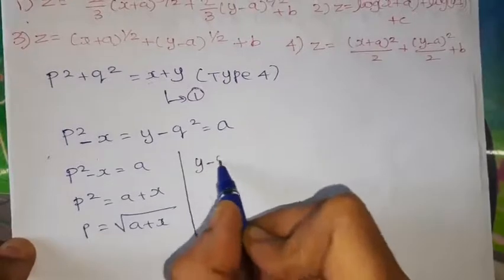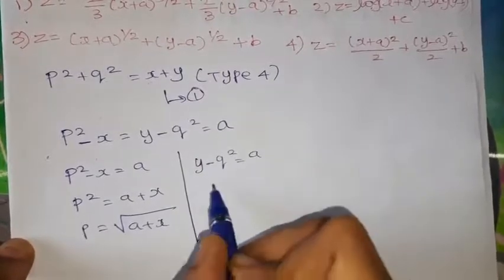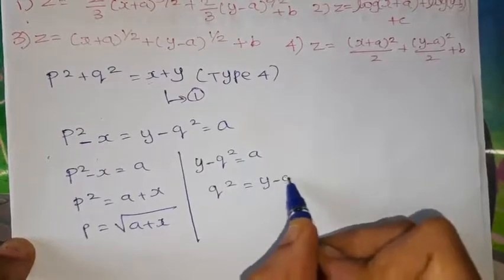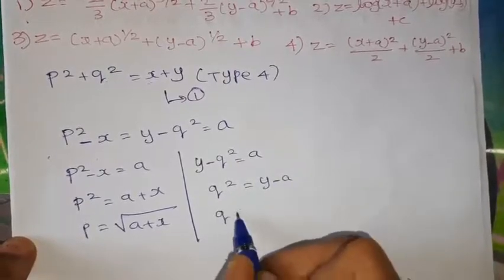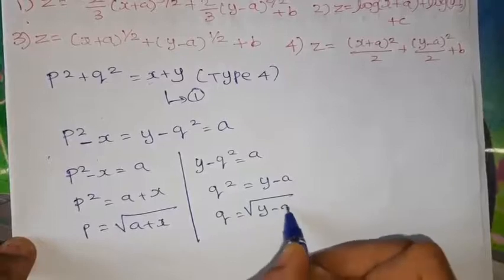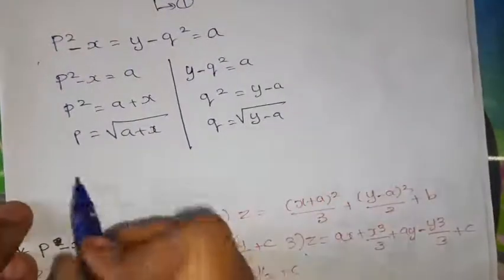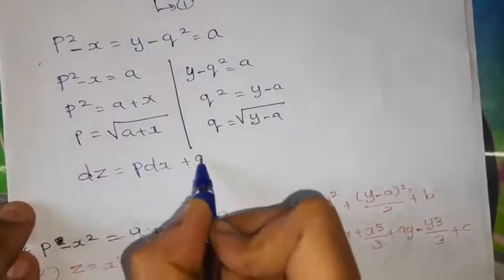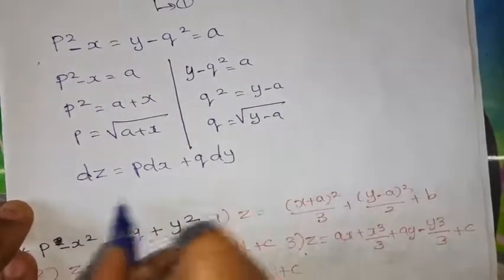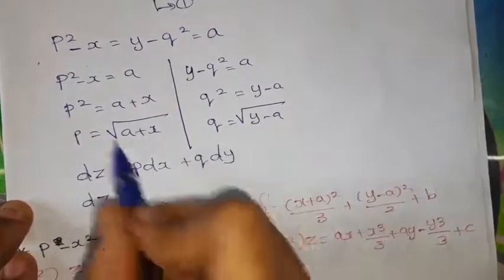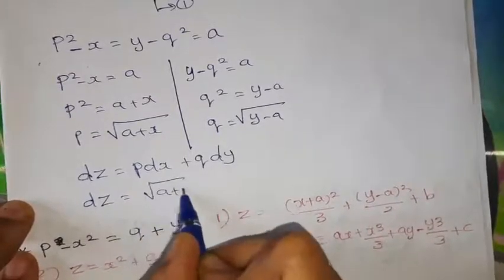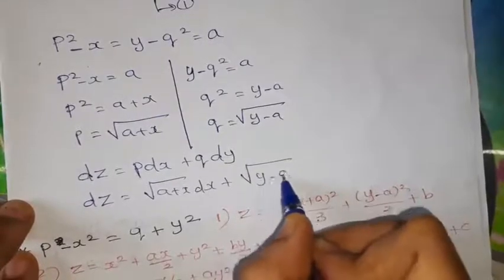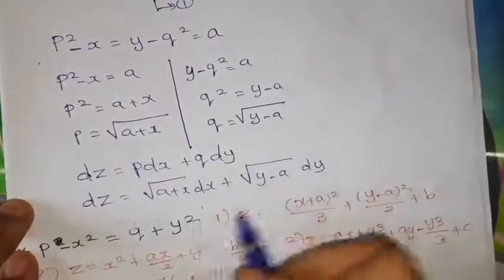Similarly, y minus q squared equal to a. Then q squared equal to y minus a. Then q is square root of y minus a. Then what we need to do? We need dz equal to p dx plus q dy. Then substitute the p value and q value: square root of a plus x dx plus square root of y minus a dy.